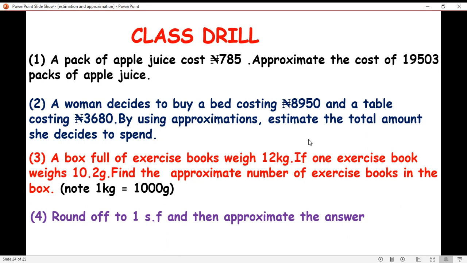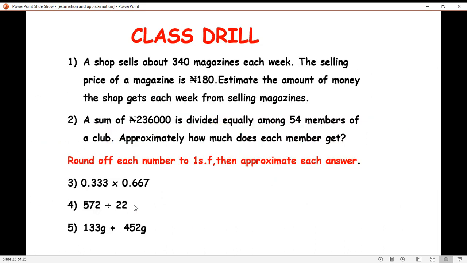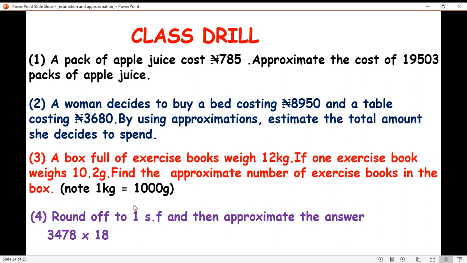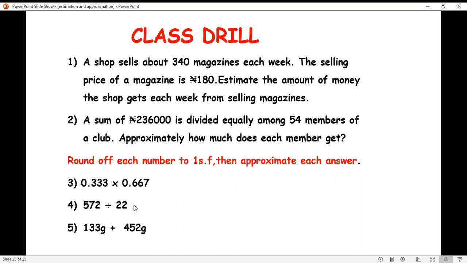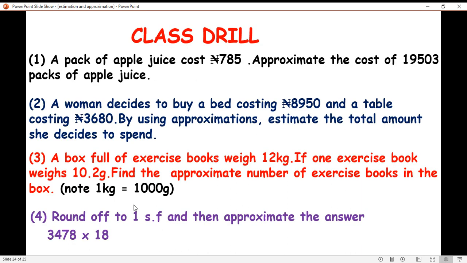Now, the next question is to round off to one significant figure and then approximate the answer. What do we have? You have 3478 times 18. So this is the only part I want you to do or just practice. You can ignore the last slide. This is the part I want you to do.